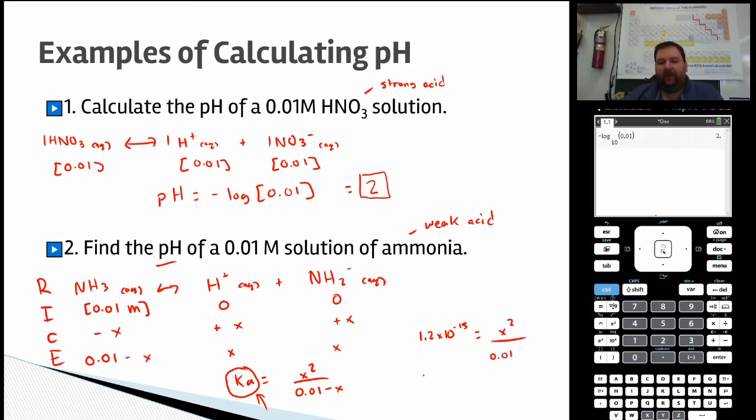If we do that, we can actually solve for x squared by multiplying this 0.01 over to the other side. Let's go ahead and do that. So we have 1.2 times 10 to the negative 15, and we're going to multiply that by 0.01. So we have 1.2 times 10 to the negative 17.